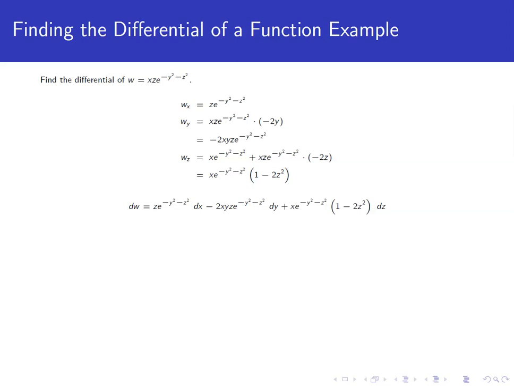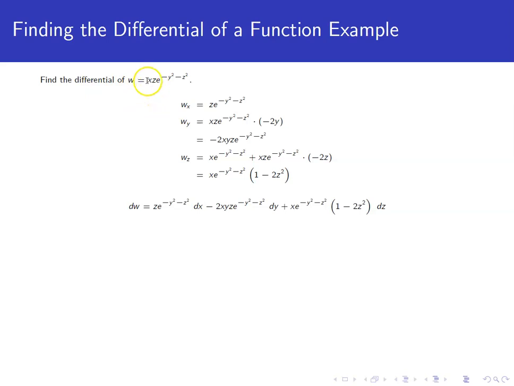In this video, we're going to look at an example of finding the differential of a function. So we're given the function w equals xz e to the minus y squared minus z squared, and we're being asked to find the differential. In order to find the differential, we first need to find all of the first partials.